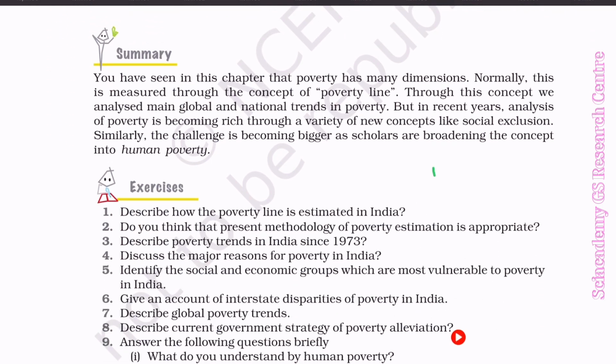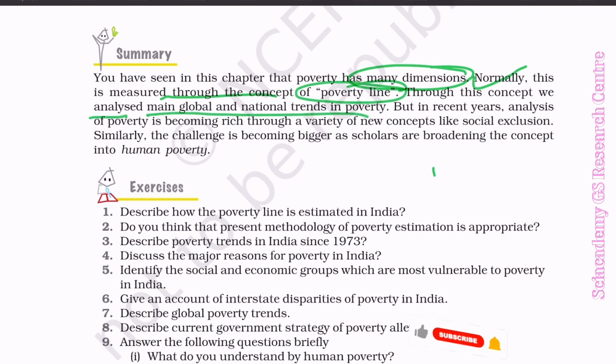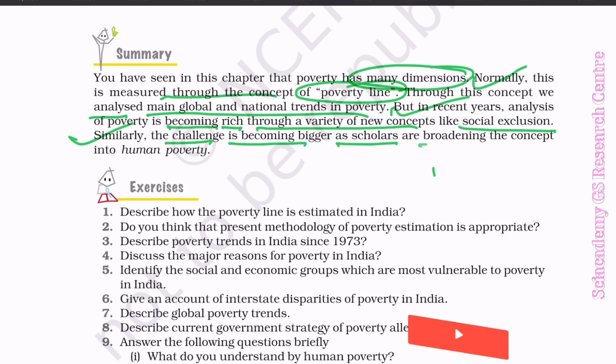Summary. You have seen in this chapter that poverty has many dimensions. Normally, this is measured through the concept of poverty line. Through this concept, we analyzed main global and national trends in poverty. But in recent years, the analysis of poverty is becoming rich through a variety of new concepts like social exclusion. Similarly, the challenge is becoming bigger as scholars are broadening the concept into human poverty.